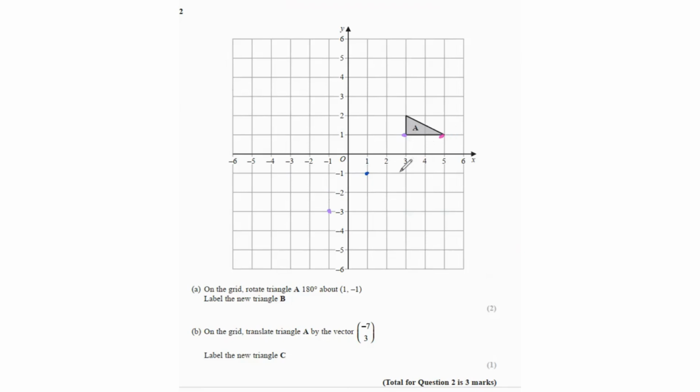Similarly, for this point, that's 4 horizontally, 2 vertically. So we go 1, 2, 3, 4 horizontally, 2 vertically. That's over here. And then the last one, that's 2 horizontally, 3 vertically. So we go 2 horizontally and 3 vertically. So this is how we would find the position of our 180-degree rotation for the given triangle.